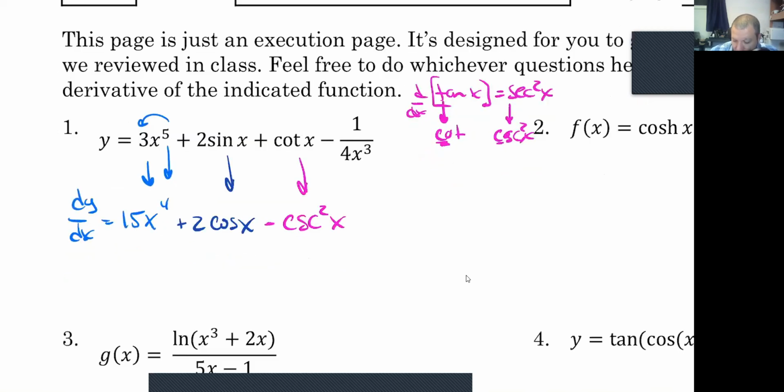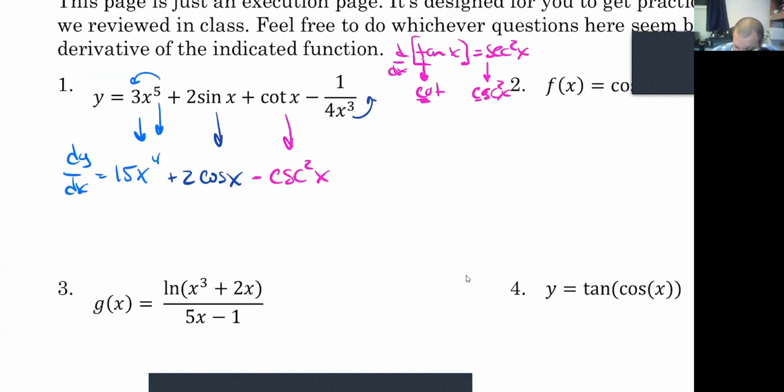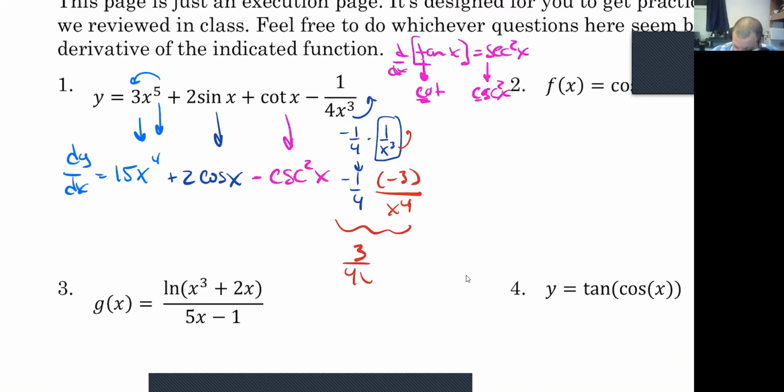And then, so I knew that a lot of students will probably do this by bringing the x to the third up and writing it as x to the negative third, which is fine. We could also think of this as negative 1/4 times 1 over x cubed, right? So if you're taking the derivative of 1 over x cubed, we'd have that negative 1/4. This 3 kind of comes up as a negative, so we get negative 3, and then we just add 1 to the denominator, right? So this term here would be positive 3 over 4x to the fourth, right?